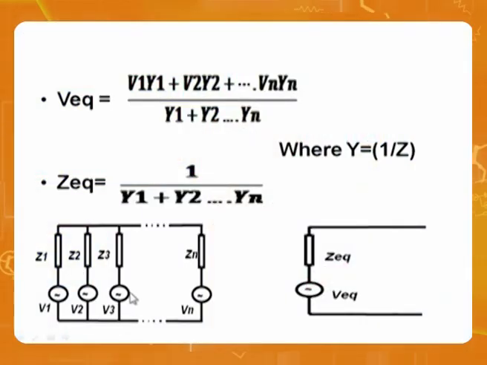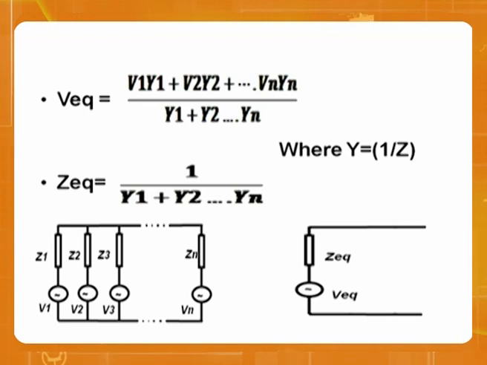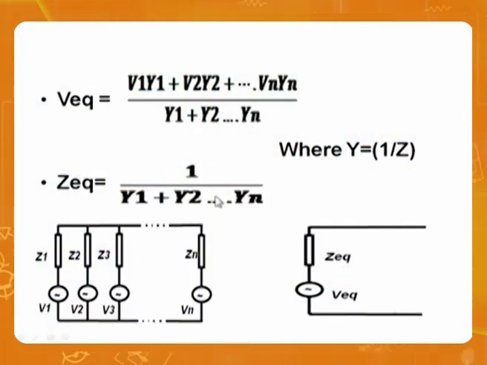What is the rule for Thevenin's impedance? All the voltage sources must be 0. 0 volts means short circuit. When voltages are shorted, how are these impedances connected? Parallel. For parallel impedances, the best way to calculate the overall impedance is simply the addition of admittances. So add the admittances Y1, Y2, Y3 and so on, and therefore Y equivalent is the sum of admittances, and Z equivalent is 1 by admittance. So this Thevenin's equivalent is nothing but this.